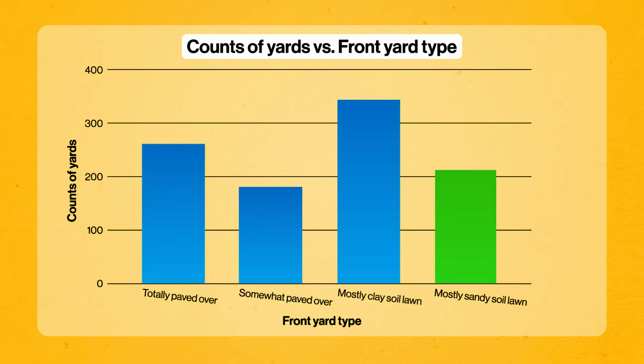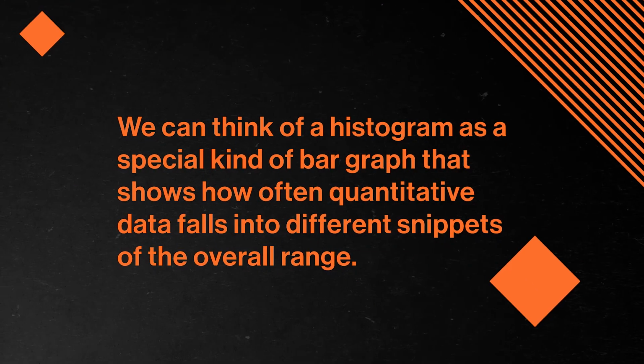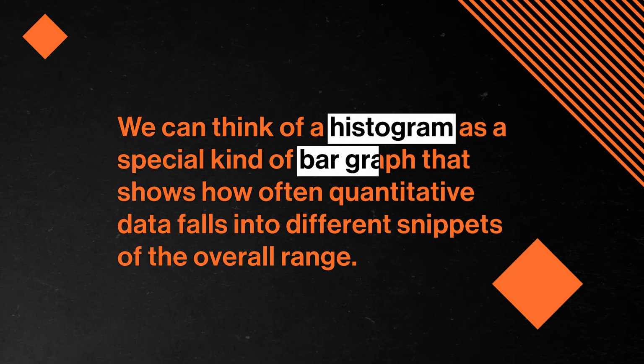But the lawns with sandy soils only make up about a fifth of her 1,000 data point sample. Blake, meanwhile, is still interested in the distribution of the size of yards now that Alice has brought back a full 1,000 yard sample. With so much more data, this time he decides to use a histogram. We can think of a histogram as a special kind of bar graph that shows how often quantitative data falls into different snippets of the overall range.